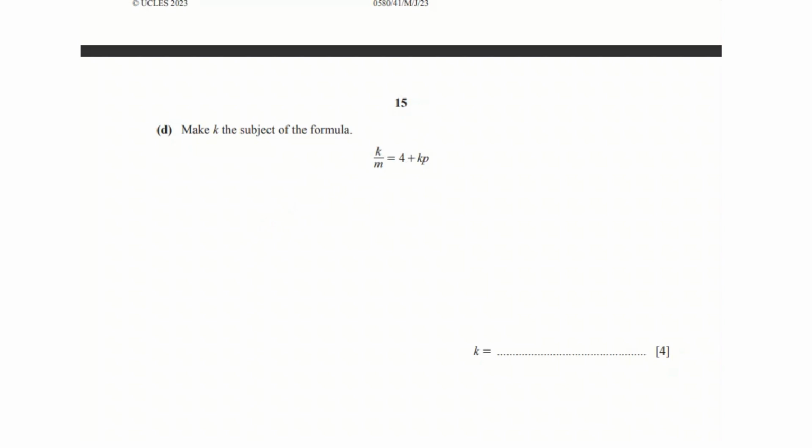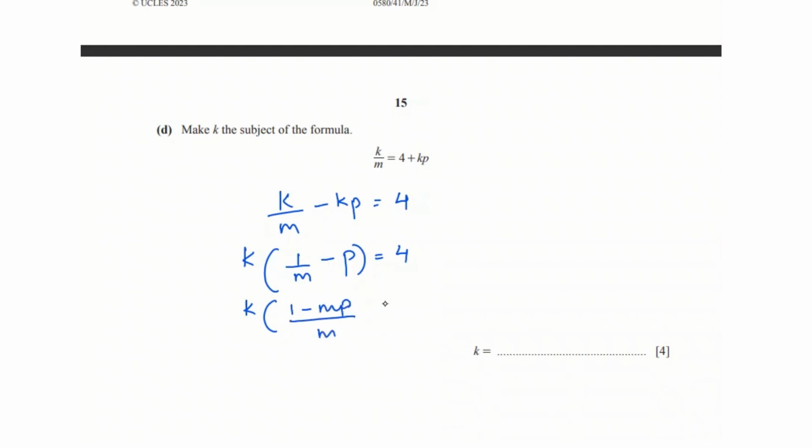Make k the subject. Get all the k's on one side. So k upon m minus kp equals to 4. K is common. 1 upon m minus p equals to 4. So what do we get? K into 1 minus mp upon m equals to 4. So therefore k is equals to 4. This goes on the other side and it becomes m upon 1 minus mp. So it is 4m upon 1 minus mp.